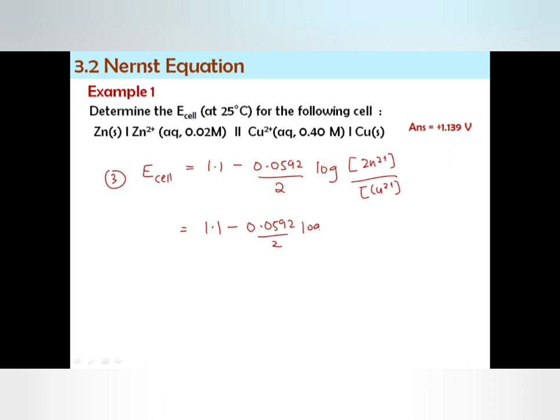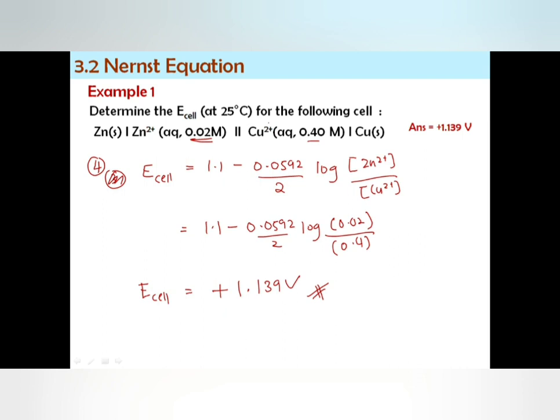Okay, based on the cell notation, zinc is 0.02. Okay, and Cu is 0.4. Okay, semua orang tekan kalkulator sampai awak dapat E cell value. Supposedly awak akan dapat positif 1.139 volt. Dah siap untuk example 1. Okay. So, okay, sorry. This is fourth step. Okay, jadi saya harap awak boleh faham step-step yang kita akan follow untuk jawab soalan Nernst equation.